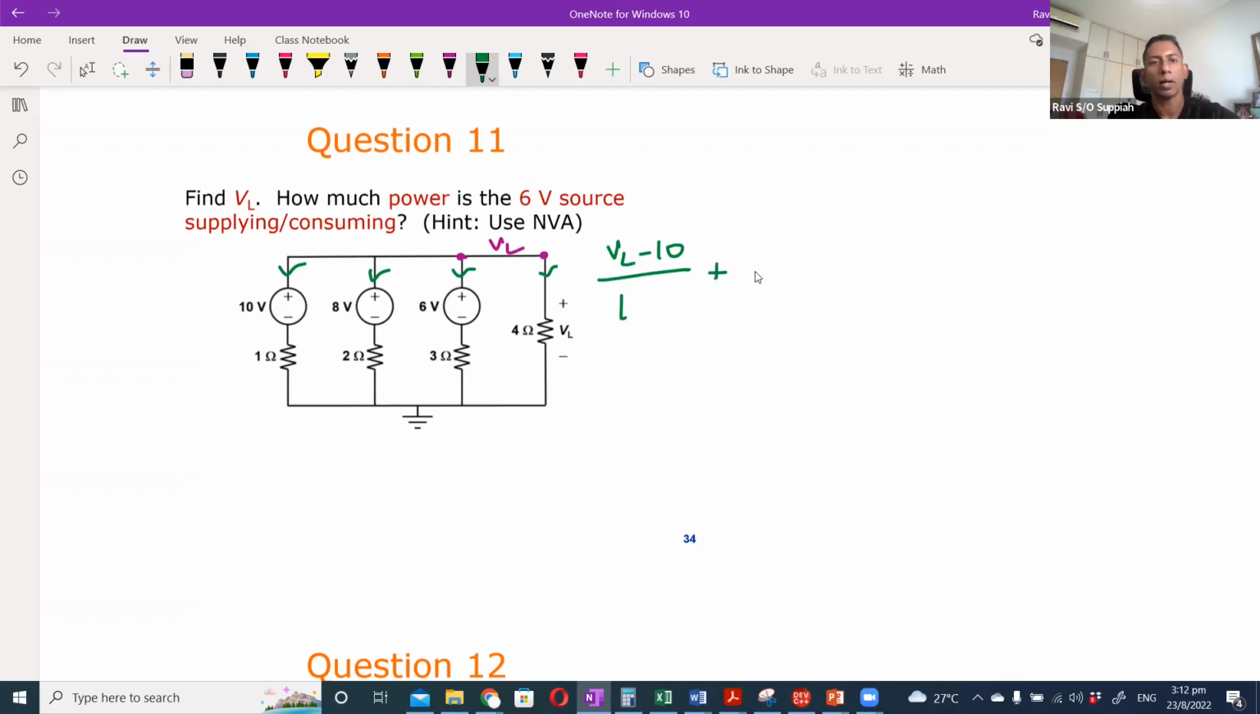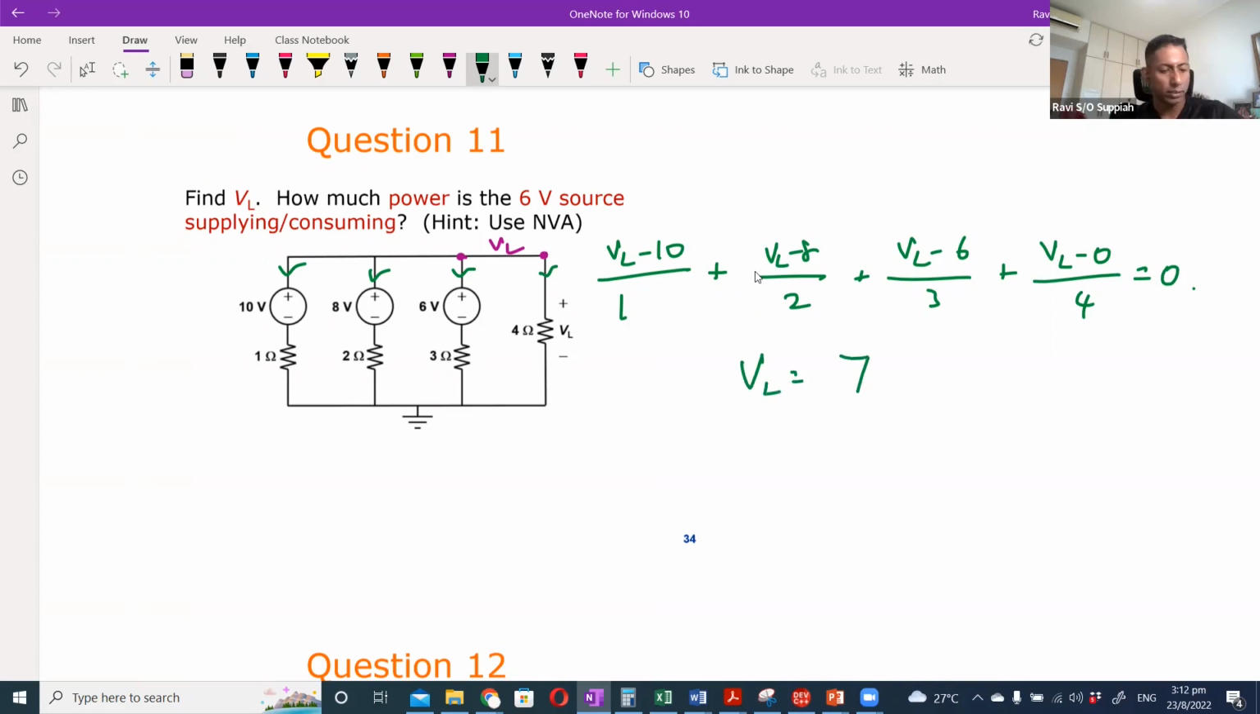(VL minus 10) over 1 plus (VL minus 8) over 2 plus (VL minus 6) over 3 plus (VL minus 0) over 4 equals 0. Then the same thing, you factorize out and bring over. Eventually the final answer will be 7.68 volts. Once you know VL is 7.68 volts, we know that since 7.68 is higher than 6, the current is actually flowing into the 6-volt branch.